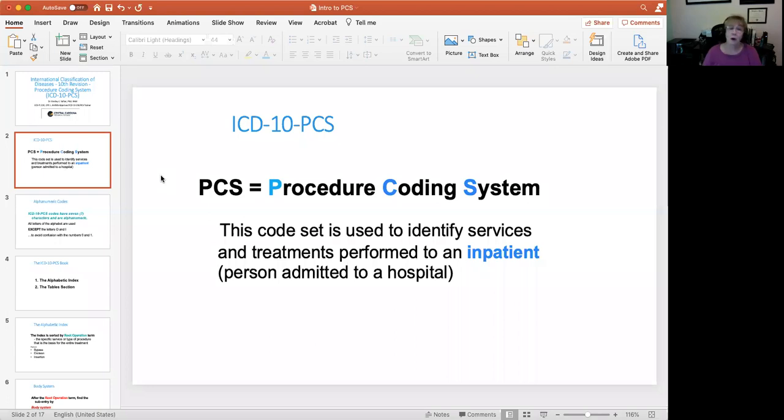All right, so I want you to remember we're focusing only on procedures, which is what was done for the patient. Why it was done has nothing to do with this, okay? What was done for the patient specifically, all right?